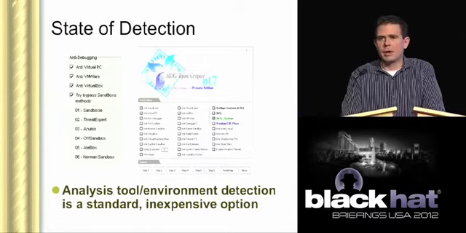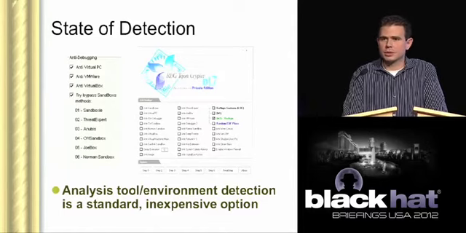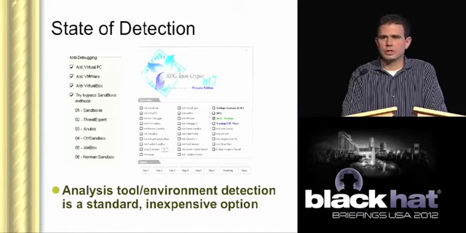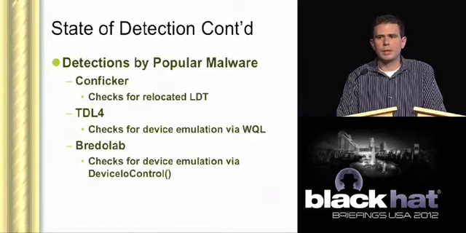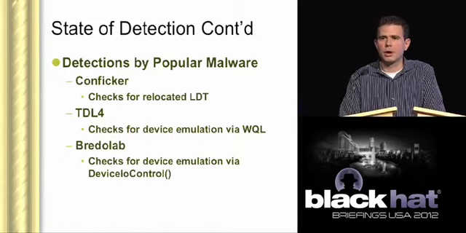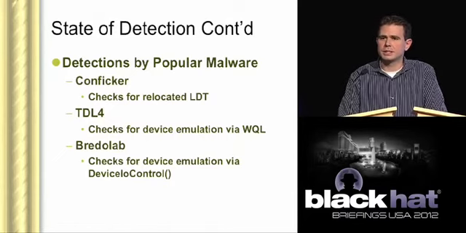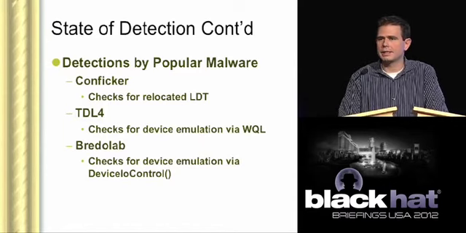When we look at popular malware, we will also find anti-analysis or anti-virtualization associated detections. Conficker checked for a relocated local descriptor table, which would detect reduced privilege guest virtual machine monitors like VMware. TDL4 will use the Windows WMI query language, which is an SQL-like language that can be used to interrogate a number of system features, including the hardware, to identify the presence of device simulation. And it can be something as simple as a label that says QEMU hard drive. Bretalab does functionally the same thing by directly interrogating the hard drive via the device I/O control Windows API.